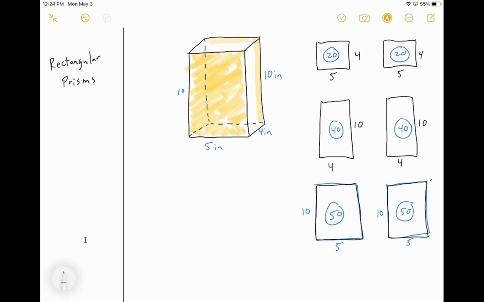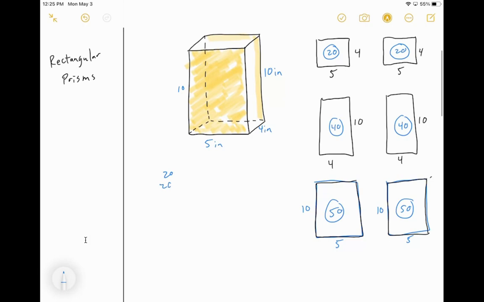Okay, so what do we do? Let's just add up all those sides, all the things we have. 20 plus 20, 40 plus 40, 50 plus 50. Go ahead and add all those up. You can use your calculator if you want, or you can just say, okay, 50 plus 50 is 100, 180, 200, 220 inches squared. We're talking about area, so it's going to be inches squared.